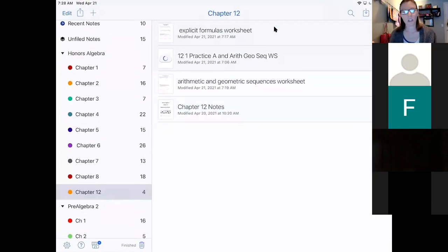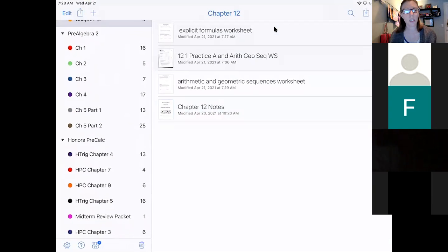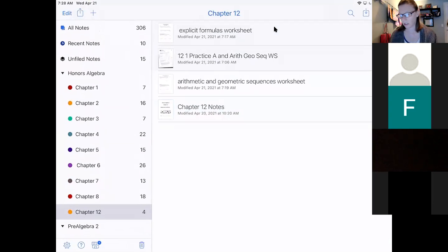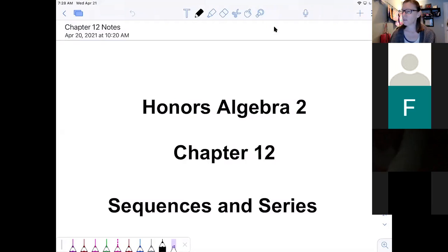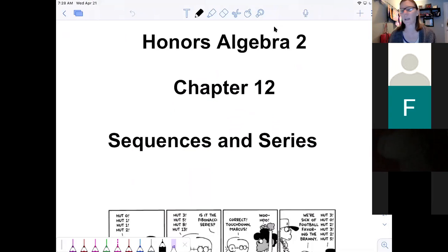So we're looking at Chapter 12, and if you haven't, at this point in the year, I really hope that you have your Notability organized, but I would strongly suggest that you start to at least pull your math stuff together, your English stuff together. You're going to be using Notability definitely for the rest of your high school career, if not beyond that. So make sure you start keeping it organized.